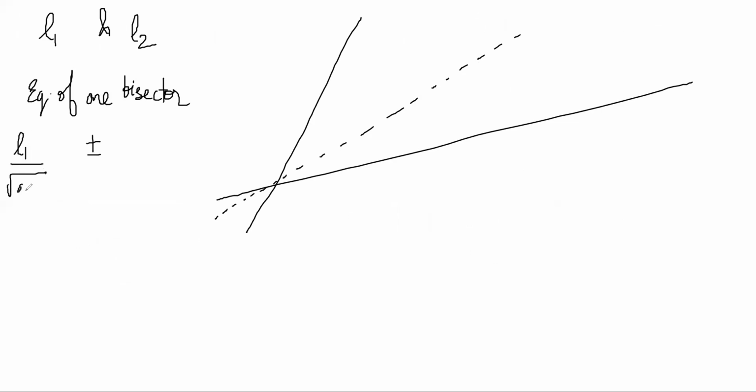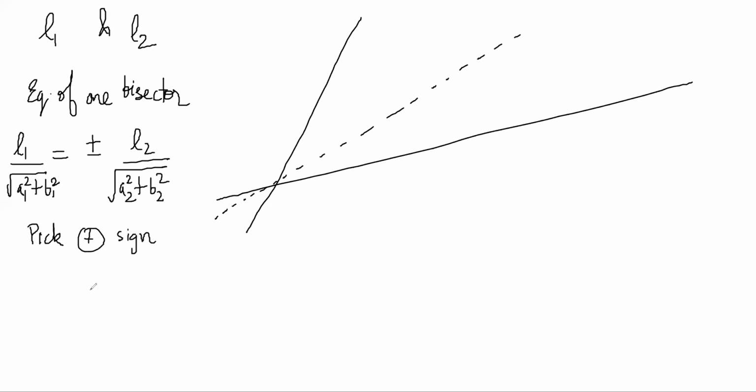So suppose there are two bisectors, and L1 and L2 are the lines. Find the equation of one bisector. The equation of the bisectors would be plus minus L1 by root over A1 square plus B1 square equal to L2 by root over A2 square plus B2 square, right? Both the bisectors are given by plus minus. Pick any one, pick the plus sign, for example. So you will get an equation L3, which will be the line equation of the bisector, right?